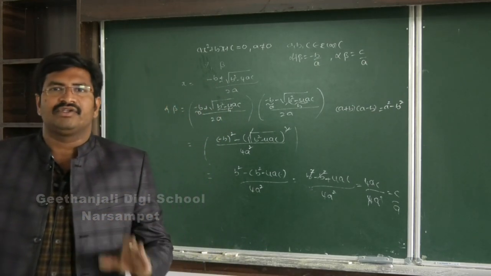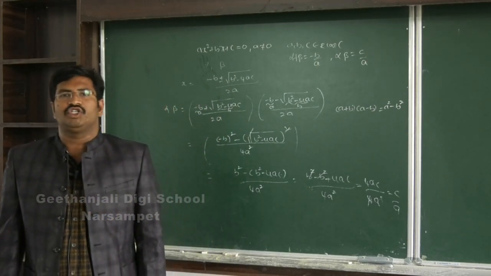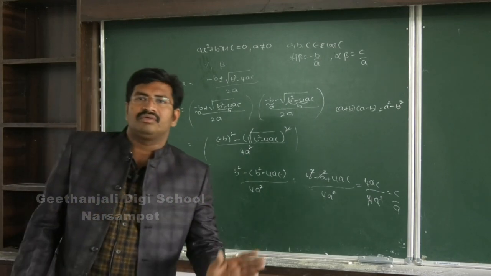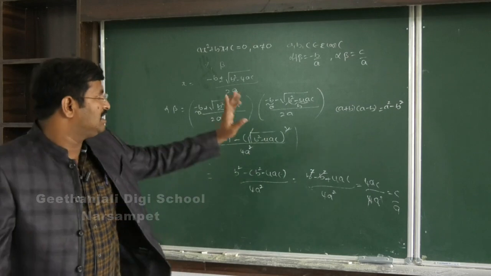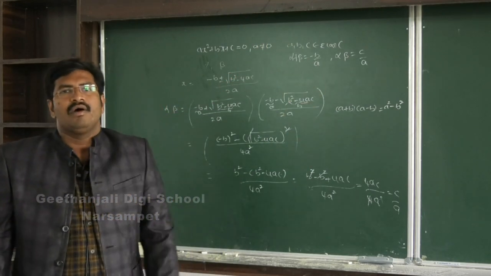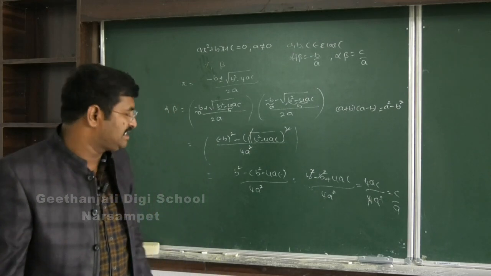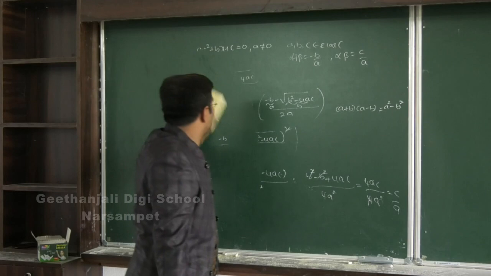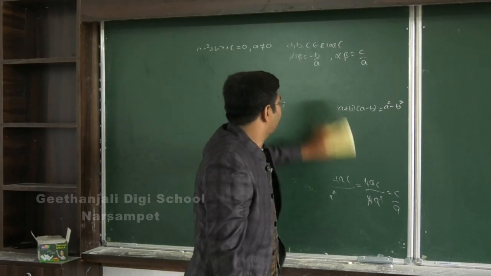Now, if ax square plus bx plus c is equal to 0 is a quadratic equation, and alpha, beta are the roots of that quadratic equation, then the sum of the roots alpha plus beta is equal to minus b by a, and the product of the roots is equal to c by a. You know this already. In another method also you will see the proof of this.